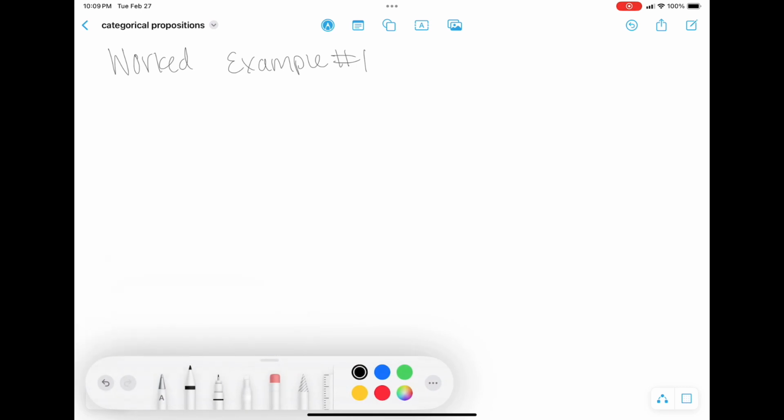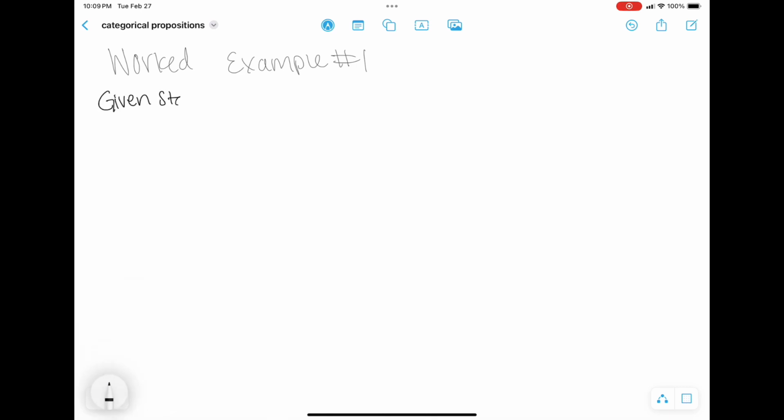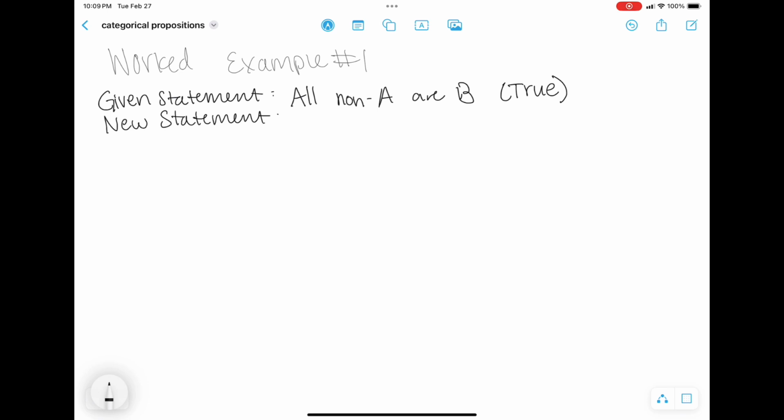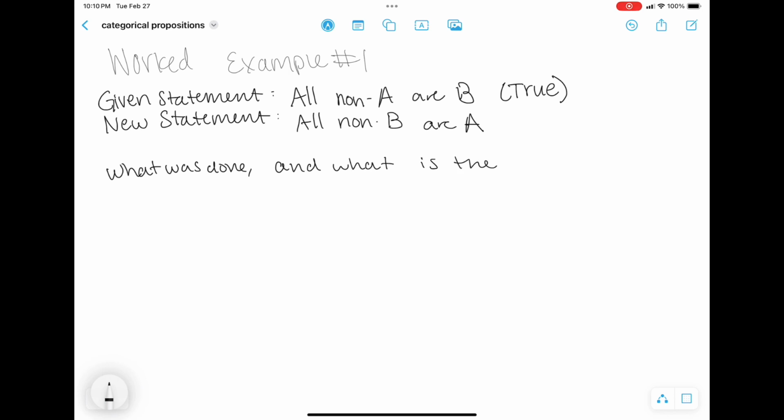In this example, we're going to be given two statements and asked to figure out what was done to that statement and what is the truth value of the new statement. So the given statement is all non-A are B, and we're also given that this statement is true. And then we're asked to look at the statement all non-B are A and determine its truth value. So what was done to the given statement in order to produce the new statement, and what is the truth value of the new statement?